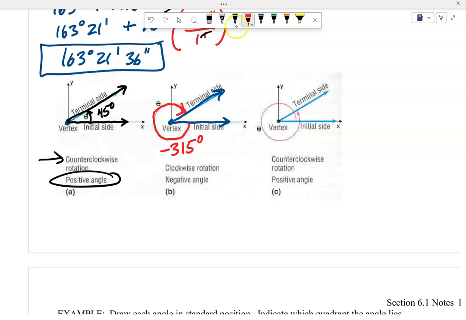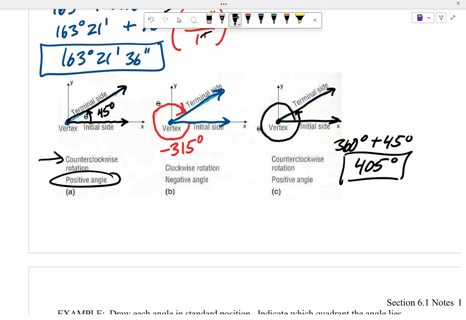Now let's do one more where we're going to start and we're going to go around more than once. So one time around, 360 degrees, plus, let's say we go another 45 degrees. So 360 plus 45 looks like we're at 405 degrees. Notice I went positive because I'm going counterclockwise again, right? So direction matters. That tells you if you have a positive or a negative angle.